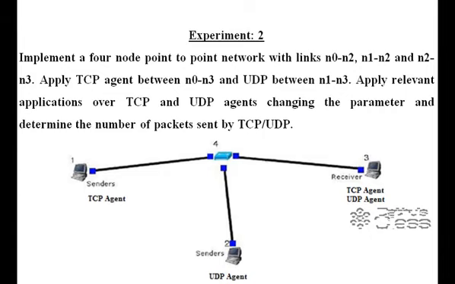In this lecture, we are looking at experiment number 2, that is, implement a 4-node point-to-point network with link N0 to N2, N1 to N2 and N2 to N3. Apply TCP agent between N0 to N3 and UDP between N1 to N3. Apply relevant applications over TCP and UDP agents, changing the parameters. Determine the number of packets sent by TCP or UDP.